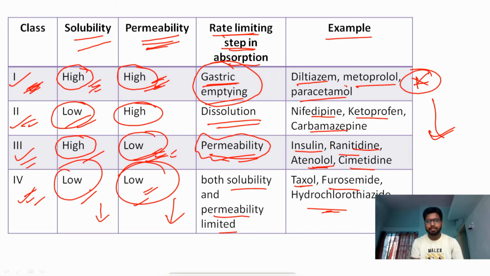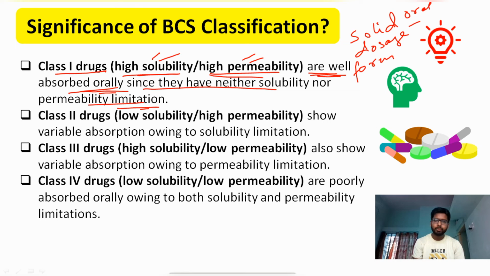The example is paracetamol. The formulation of paracetamol is a solid dosage form, that means a tablet. Paracetamol has high solubility and high permeability, that's why we can make a solid oral dosage form, like a tablet, of paracetamol.